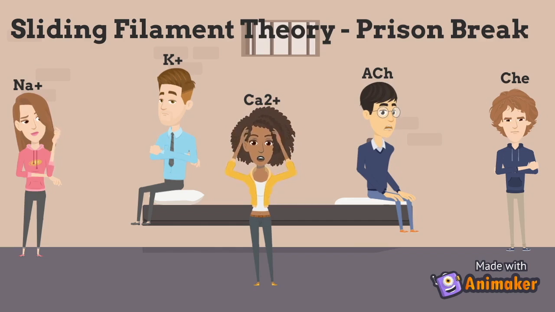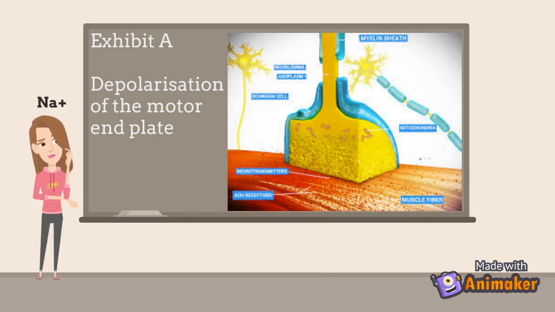And our 5 defendants are here in the prison cell. They're responsible for different aspects of this prison break, or sliding filament theory, but what they are responsible for is unknown at the moment. So we've got sodium ions, potassium ions, calcium ions, acetylcholine, and cholinesterase. Like I said, each of them responsible for something, some responsible for more than others. What we need to do before we look at their crimes is understand the 5 crime scenes.